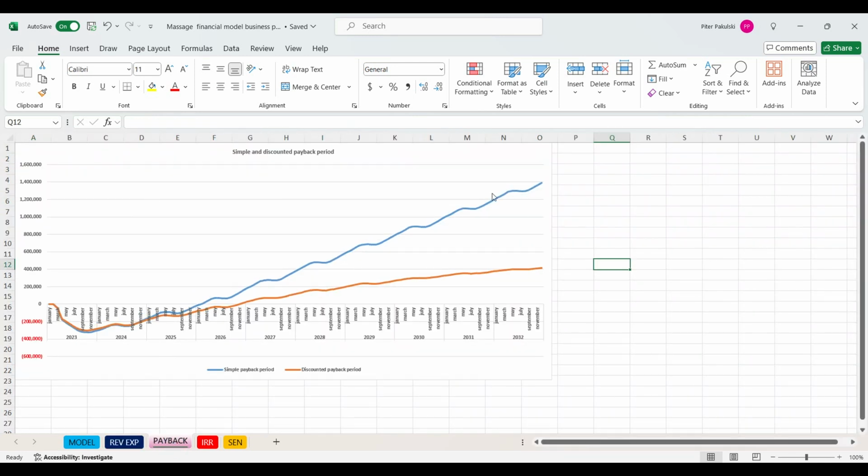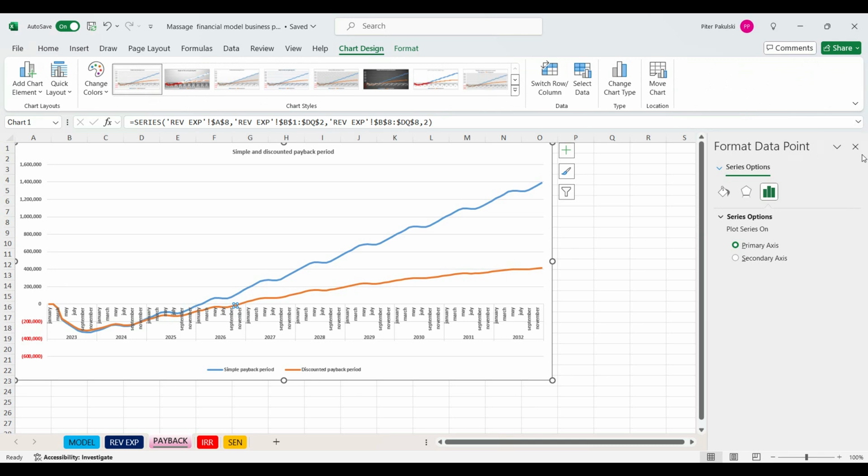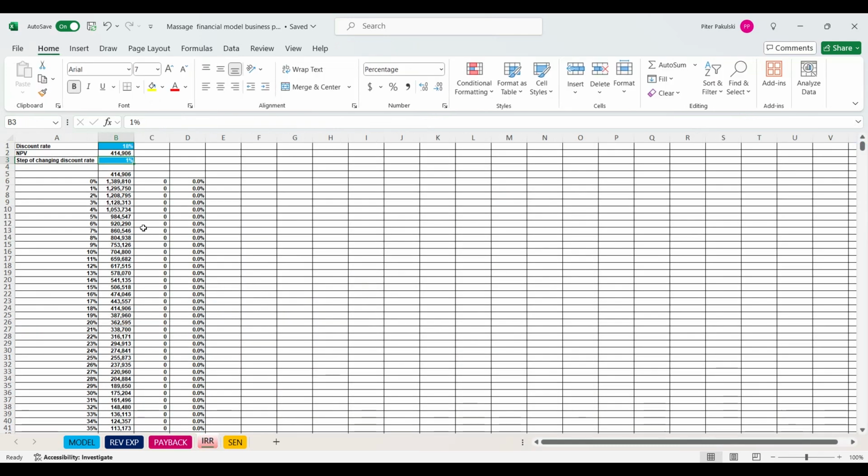The point when the diagram crosses the timeline is the payback moment. Internal rate of return calculation. Here we need to specify the yearly discount rate. For internal rate of return calculation, we also need the increment. When positive net present value turns to negative, this discount rate will become the internal rate of return.